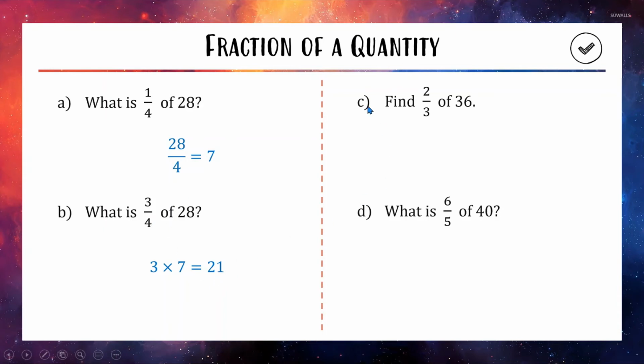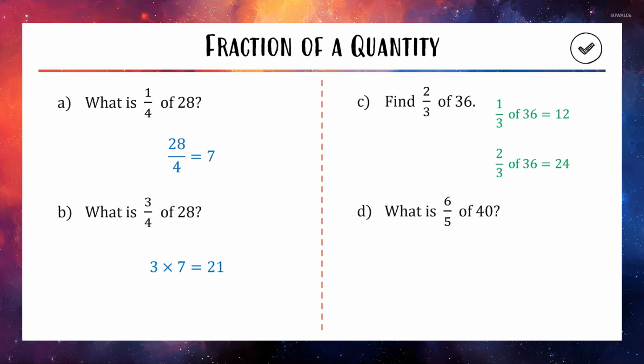For question C, we're going to follow a pretty similar process. We want to find 2/3 of 36. A good place to start is to find what 1/3 of 36 is. If we divided 36 by 3 to split it into 3 equal parts, we would get 12. 12 plus 12 plus 12 is 36. So 1/3 of 36 is 12. To find 2/3, we just need to double this and we get an answer of 24. So 1/3 is 12 and 2/3 is 24.